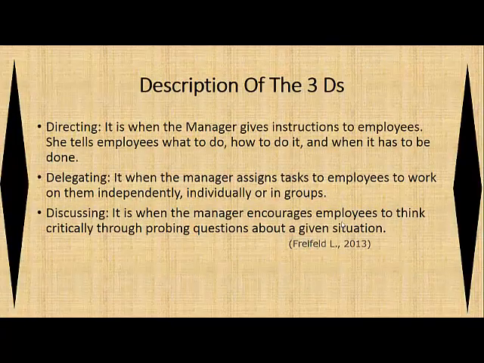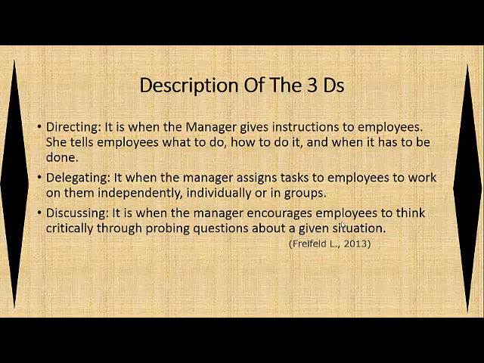After that, we are going to also talk about the description of the 3Ds. The 3Ds are directing, delegating, and discussing. In directing, that's when the manager is trying to convey the message or give instructions to employees. Not only employees, somebody in a high position also gives instructions to subordinates. So the manager can tell the employees what to do, how to do it, and when it is supposed to be done.